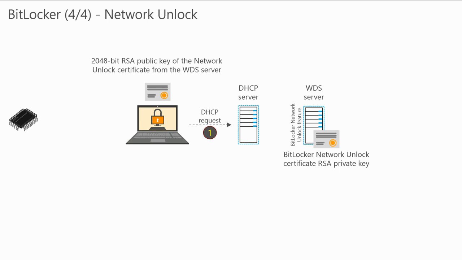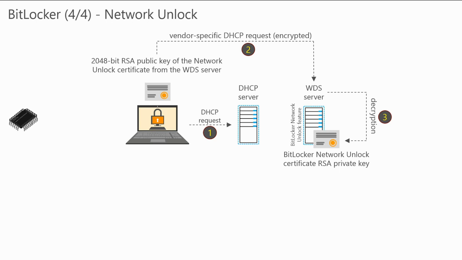All right, so let's walk through it. So first thing that happens is your standard DHCP request. The second one, though, is a little different. It's a vendor-specific DHCP request. It's encrypted, goes over to the WDS server, and the WDS server uses its private key to decrypt that. There's the decryption with the certificate.